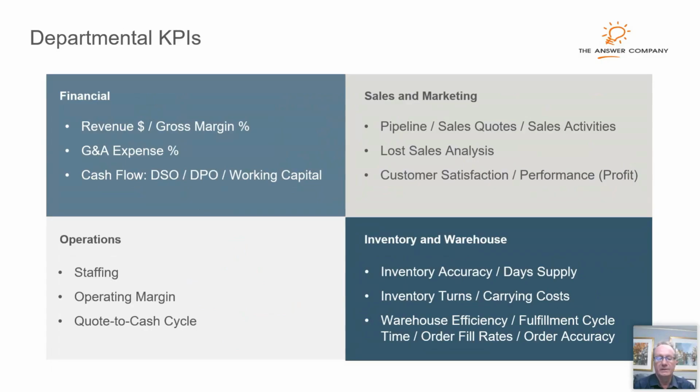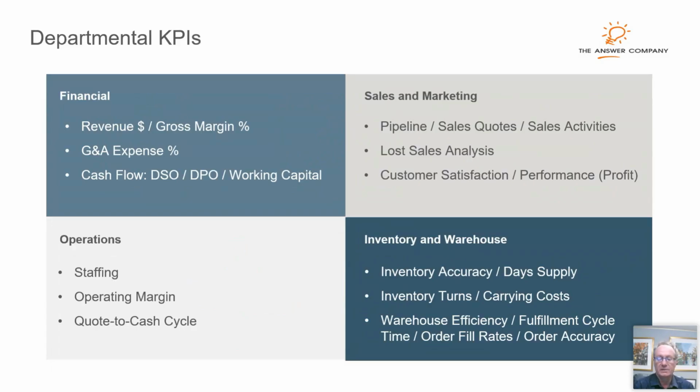So we have 3 bullets here. The first is revenue. We're all measuring revenue. We're all measuring our gross margins. Our G&A expenses as a percentage of revenue, there's something that's key. We can look at cash flows. You can look at one metric or you can look at multiples.